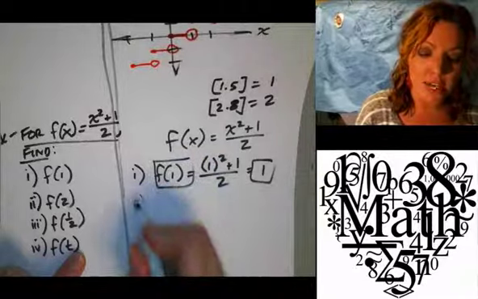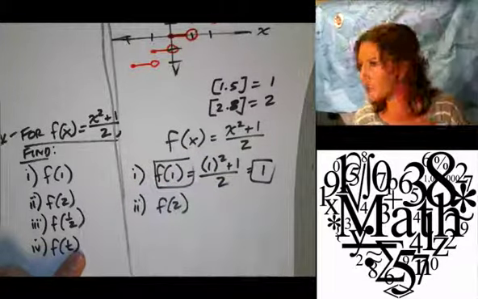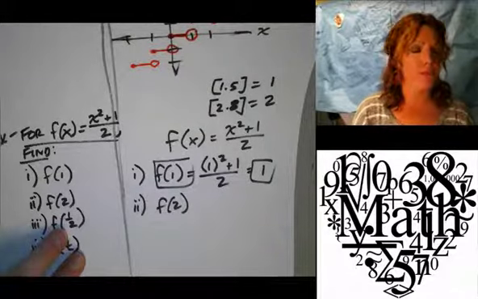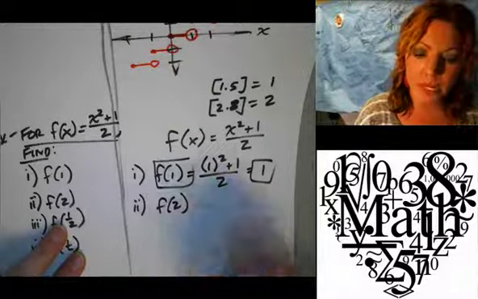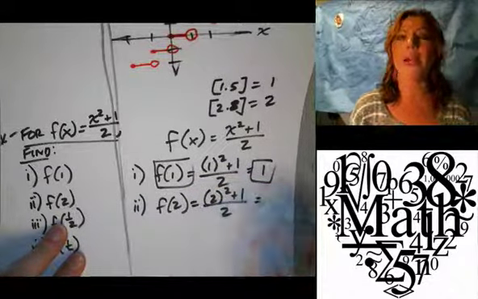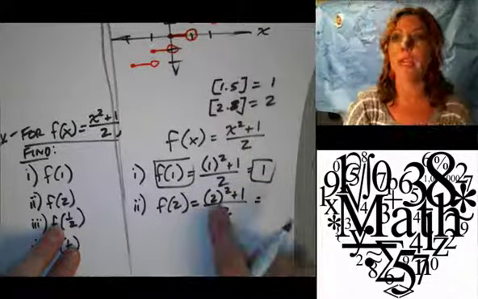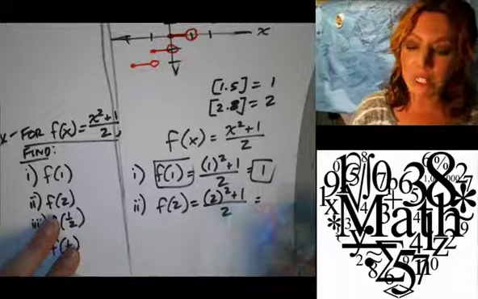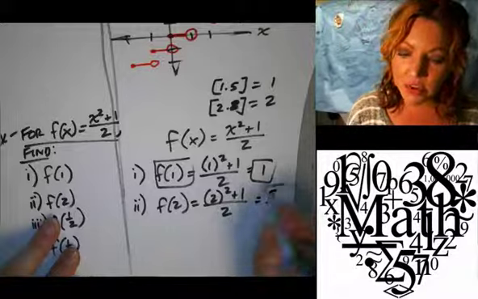Okay, let's go through the next one. f of 2. What do I do to find f of 2? Plug it in, plug it in. To what? Same thing. Good. Everybody give it up for Matson Bose. All right, here we go. Ready? Everybody shout it out. 2 squared is? 4. Plus 1? 5. Is 5 evenly divisible by 2? No. So we can leave it as 5 over 2.